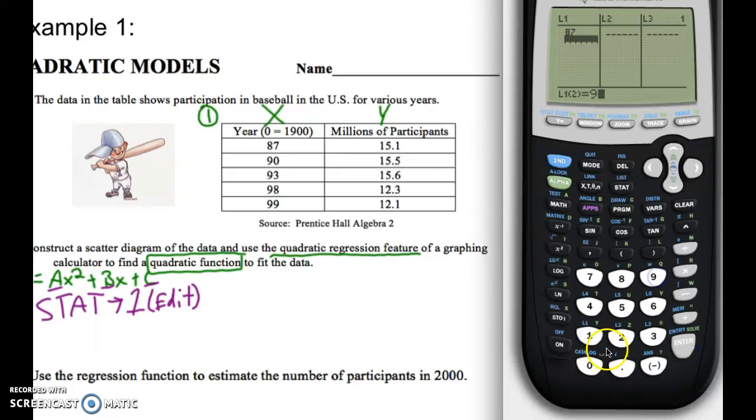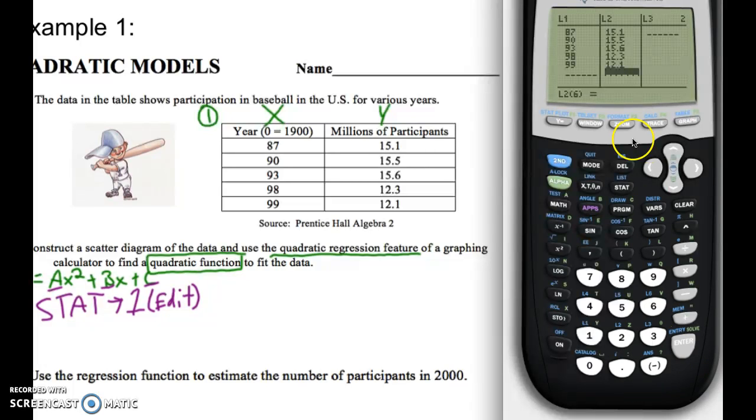87, 90, please be doing this as I'm doing it. 93, 98, and 99. I'm done with L1. I can scroll over to L2. I do 15.1, 15.5, 15.6, 12.3, and 12.1. Alright, this is the first step, entering into L1 and L2.